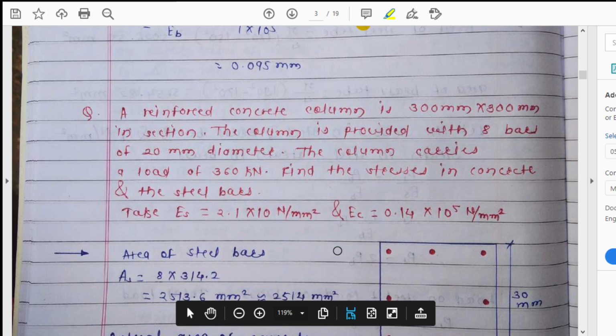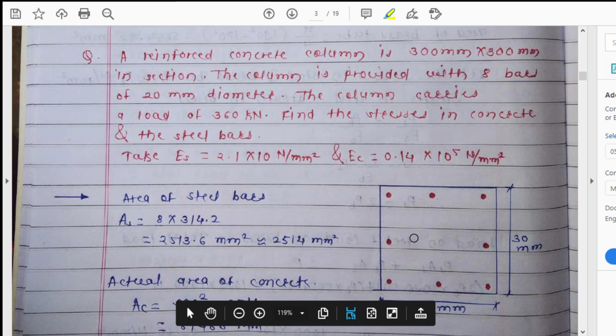Okay, now in the second numerical we'll have a compound bar which is having reinforcement.